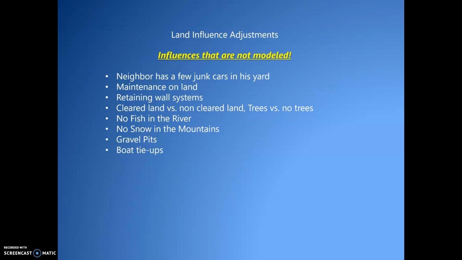Things we do not make adjustments for: your neighbor has some junk cars, maintenance on your land, retaining walls, whether you have trees or no trees, fish in the river, snow in the mountains, boat tie-ups, and gravel pits. Gravel pits is a bit of a hot topic here lately, and that is something we are watching very closely. So far, we have not been able to determine a decrease in value based on having a gravel pit in close proximity, but we are watching that with a very close eye.